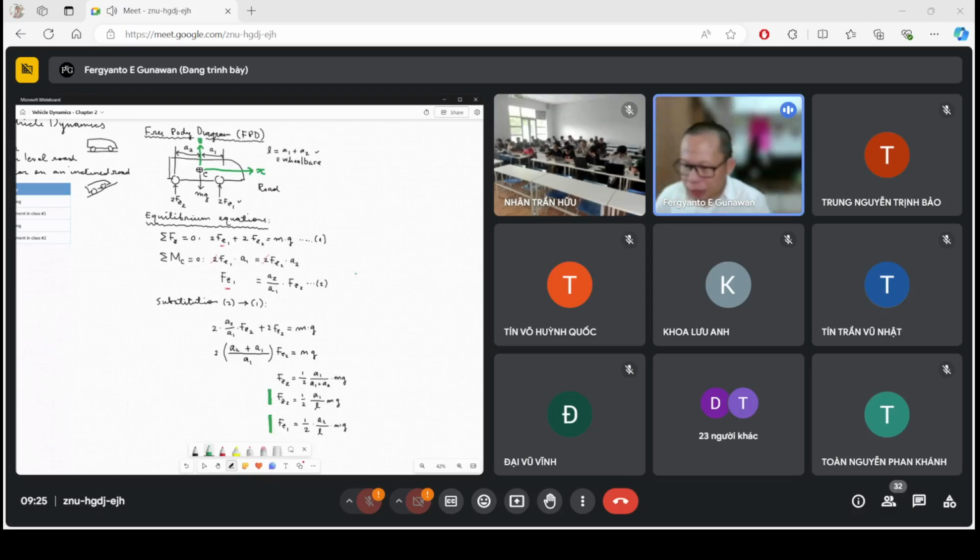So take your time to write it down. I give you a couple of minutes to write down these equations.